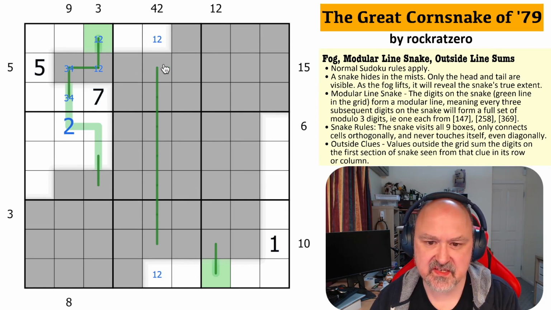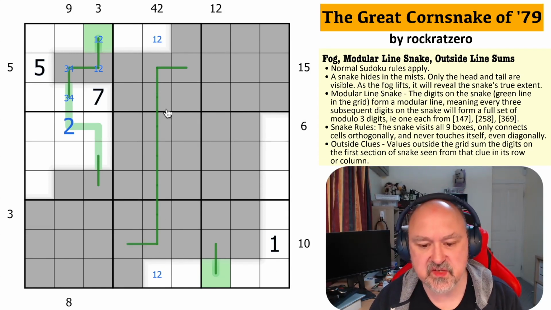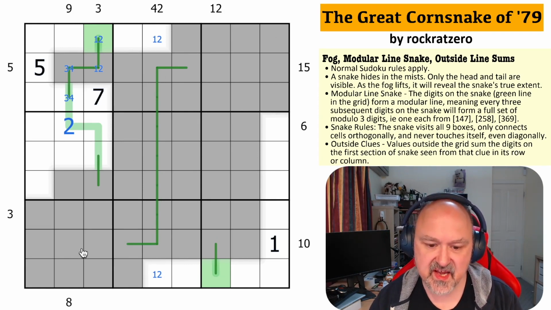Now, this has to go in some direction, and it can't go this way, because if this goes this way, it's going to end up touching. So this is going to go this way. Now, this can't go down. This has to go this way, because this is the thing that's splitting the grid in half. So this snake has to come in at the bottom and out at the top.